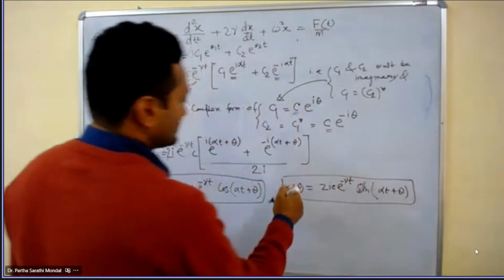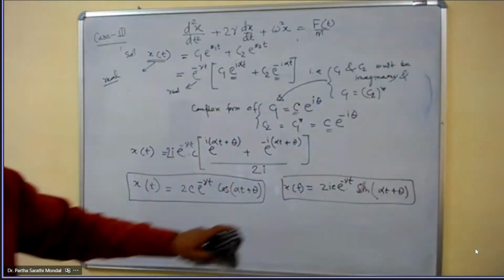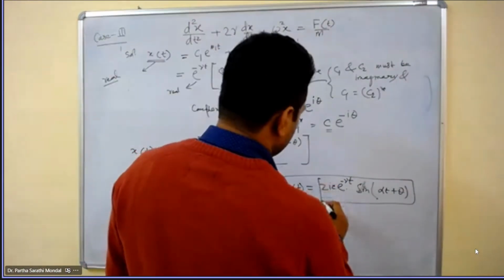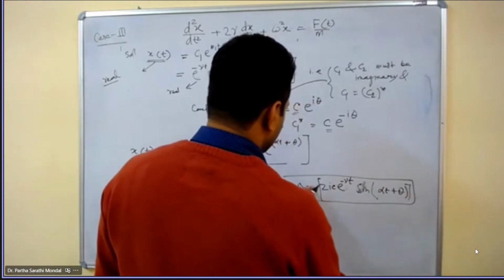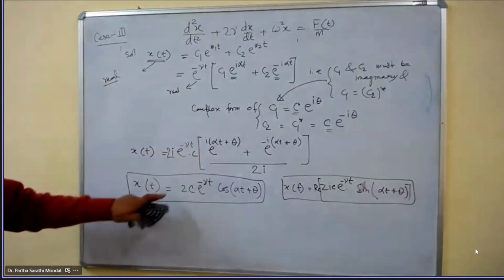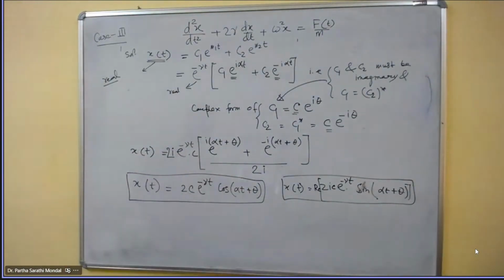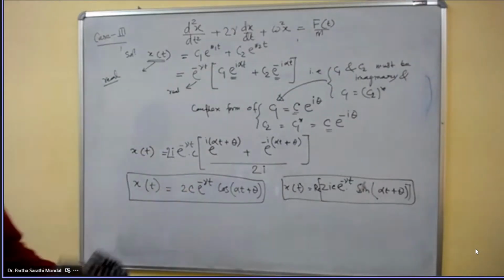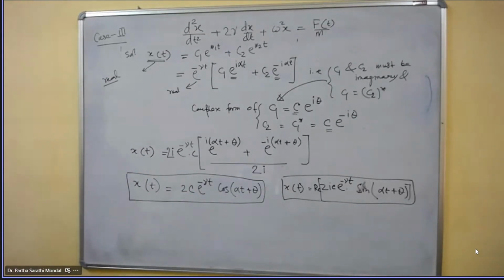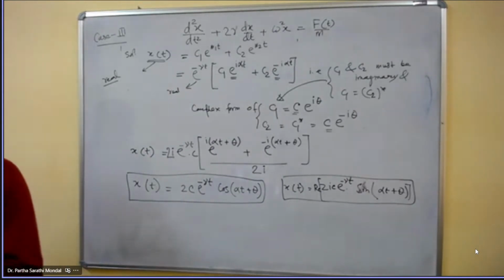Now this is just a representation. If you want a real solution, then you have to take the real part of this solution. It is also a real quantity, so you don't have to write real again. So now this is the solution. If we have an underdamped condition, your solution will be something like that. Let us examine what is the nature of the solution.